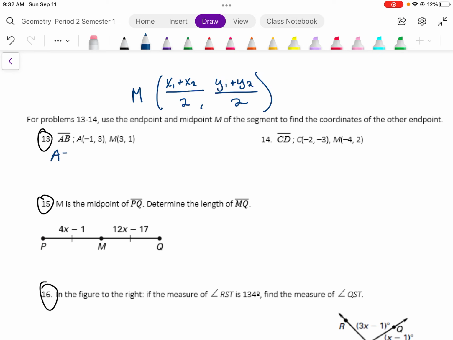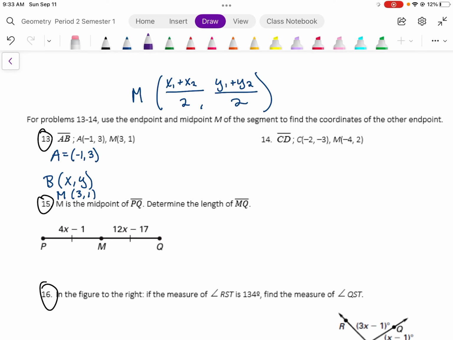So for this one, we know A is -1 and 3. B, we don't know what that is, so we are looking for this x and y value. And the midpoint, which they told us, is 3, 1. So if we set up the midpoint formula, we know that -1 plus the x value divided by 2, and we also know that 3 plus y divided by 2 is going to give us our midpoint.